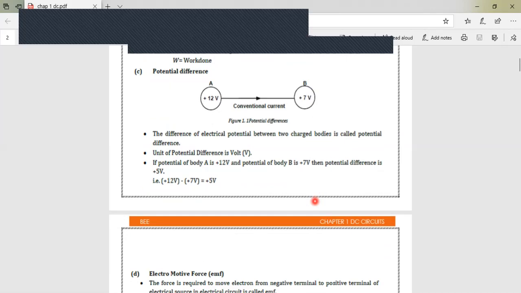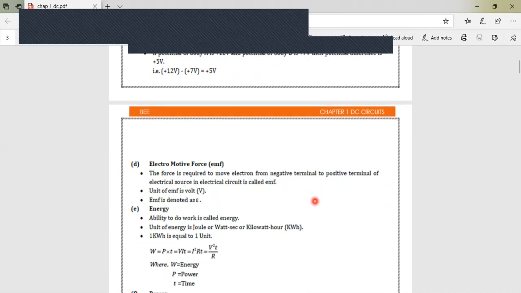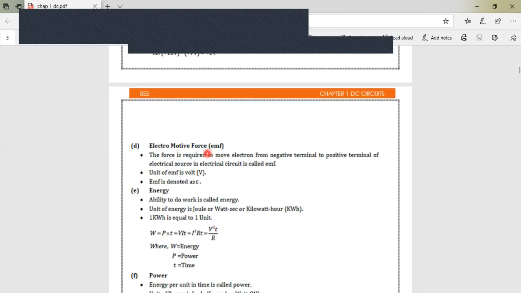Now, electromotive force, EMF. We know that without any force, an electron cannot move from one place to another. So the force required to move electrons from the negative terminal to the positive terminal is known as EMF. The unit of EMF is volt.